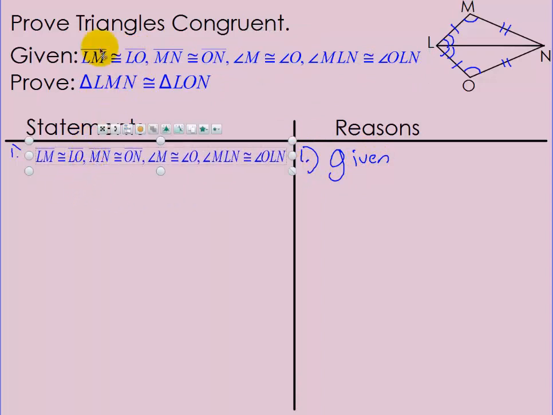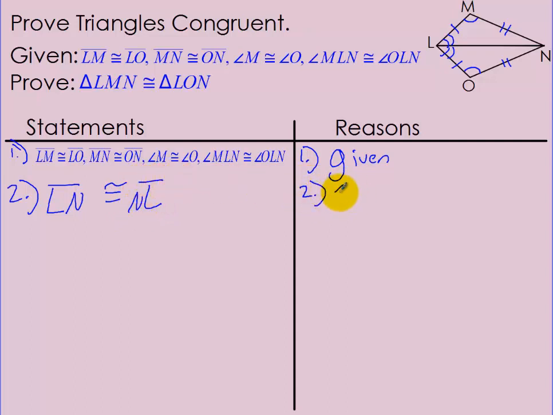And it's given. So it's number 2. Well, if I know all that, I have to know the rest of these angles here. One thing I can say is this side that they both share is congruent. So we can say segment LN is congruent with segment NL because they are the same segment. So I know these sides are congruent with each other, so all 3 sides are congruent.